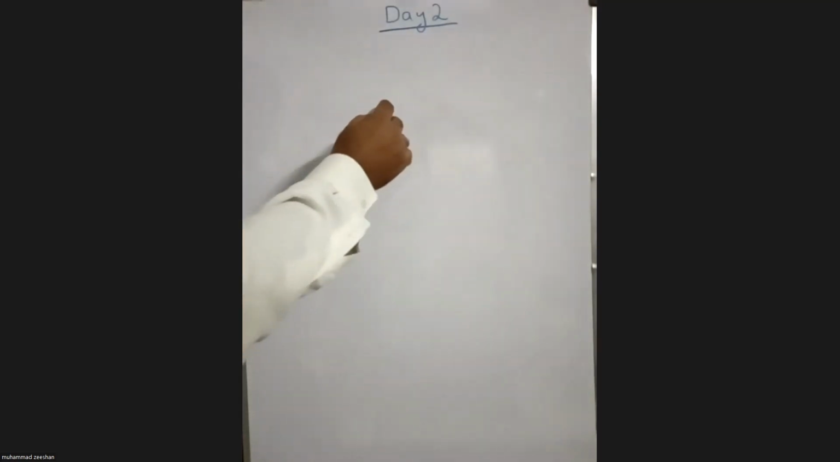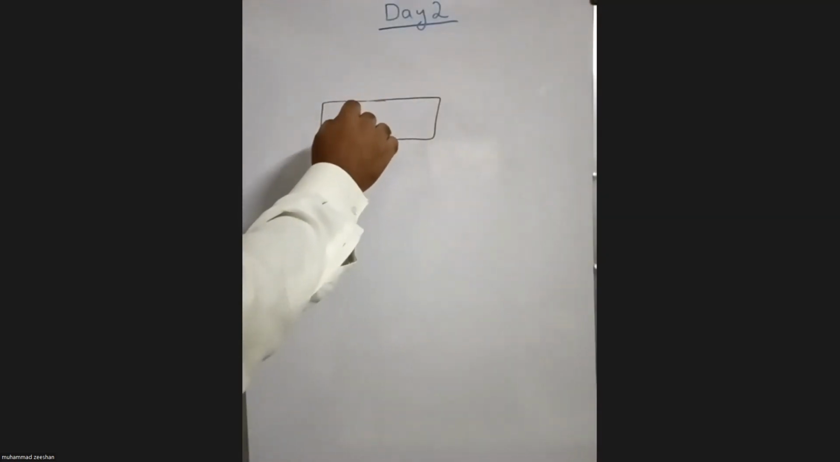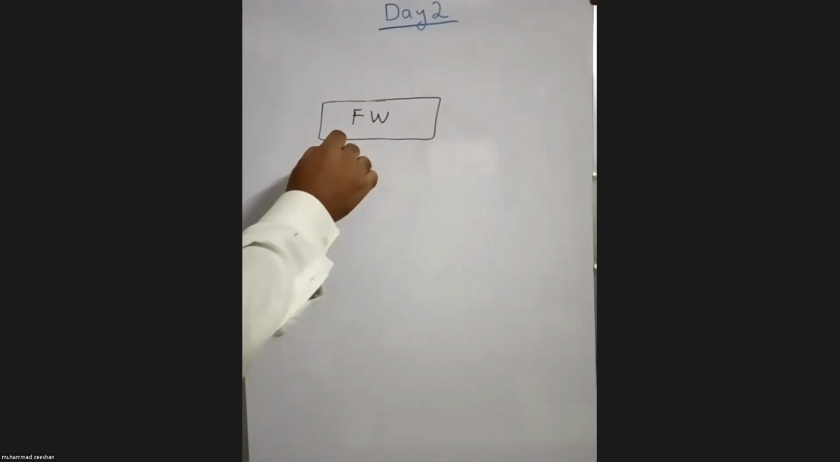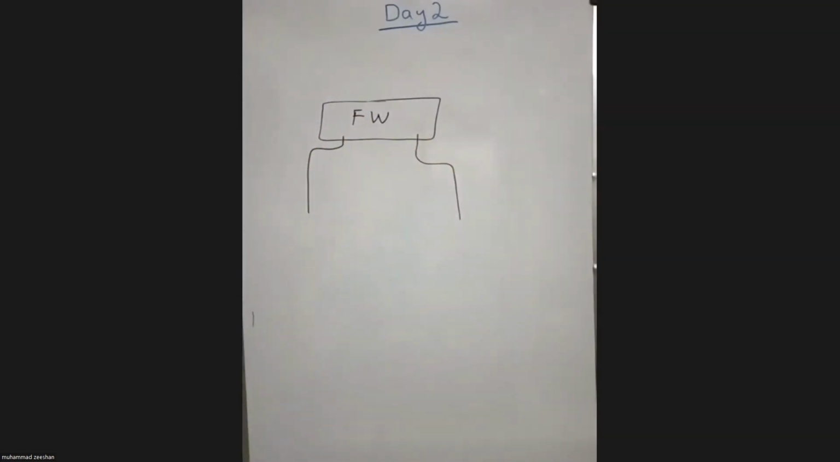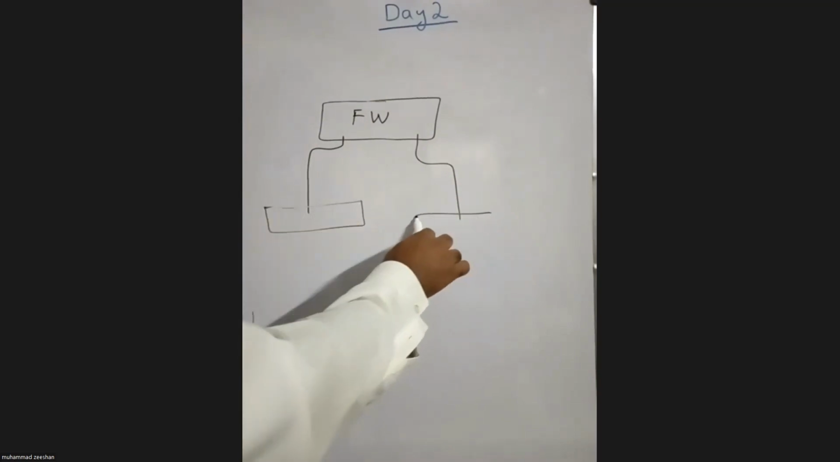A typical application is like we have a firewall. The firewall has some interfaces. What are interfaces? These are, let's say, Ethernet ports with MAC addresses and IP addresses. And in a typical scenario, we have a switch available.